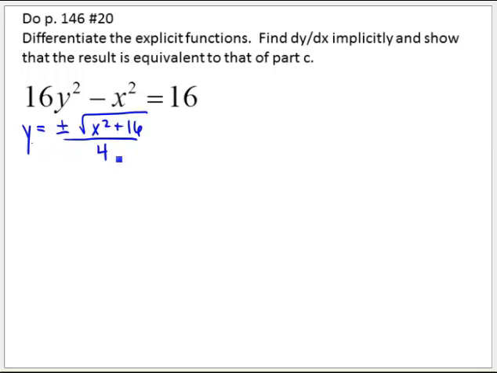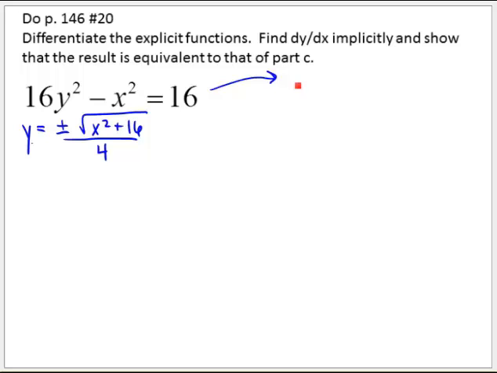What I'm going to show you is that if I solve this implicitly, I will end up with the same answer as if I take the derivative of the two explicit functions. I am going to start out by solving this implicitly. It is much easier to solve this with implicit differentiation than using the other differentiation.